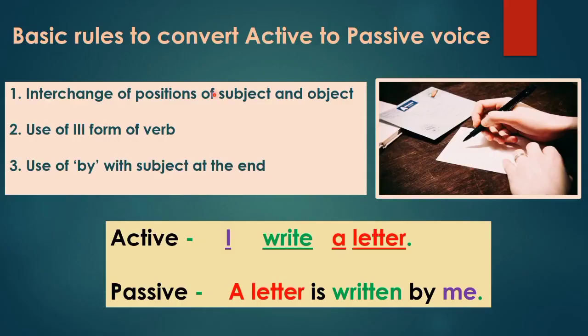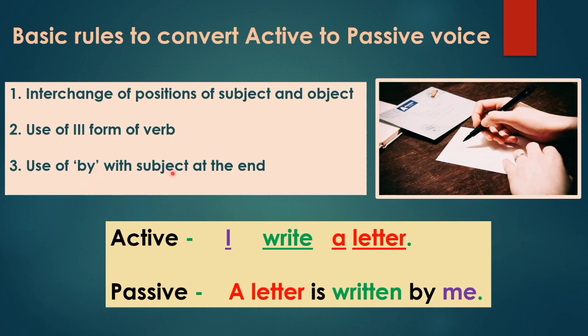Now let us discuss the three basic rules to convert active to passive voice. The first one is interchange of position of subject and object. Second, we will always use the third form of the verb. And the third is we will use by with the subject at the end.